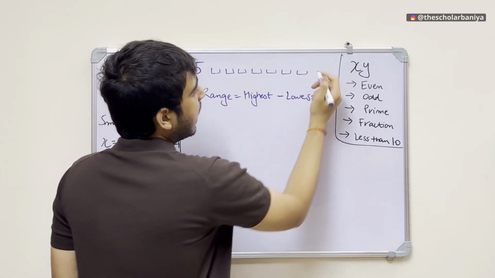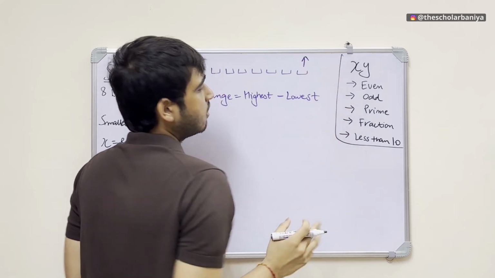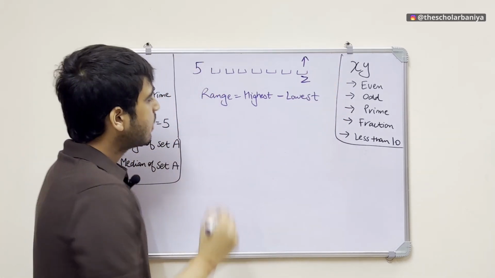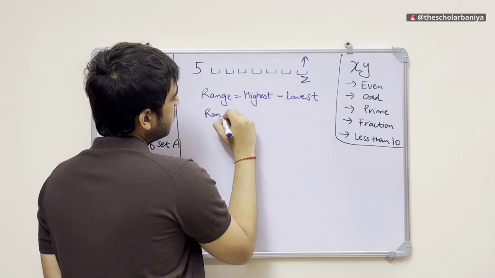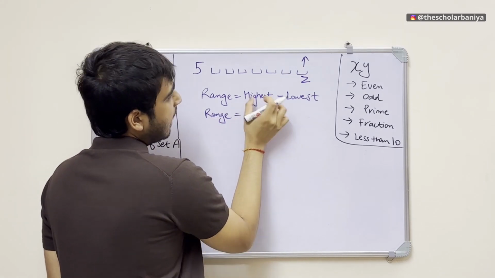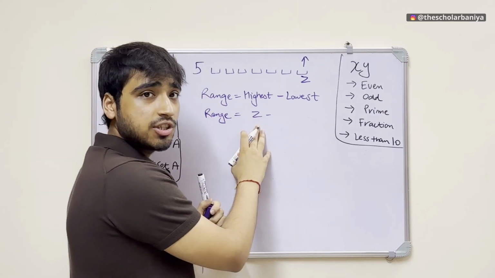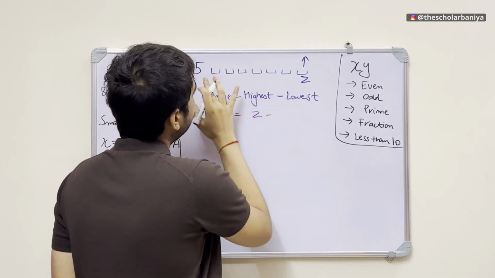What is the highest number? The highest number is this one. We don't know what it is, so let's assume it's Z. So range comes out to be the highest, which is Z, minus the lowest, which is 5.